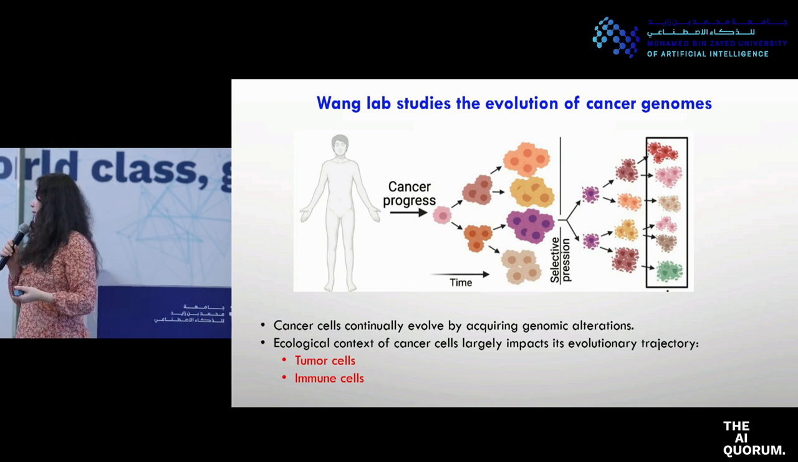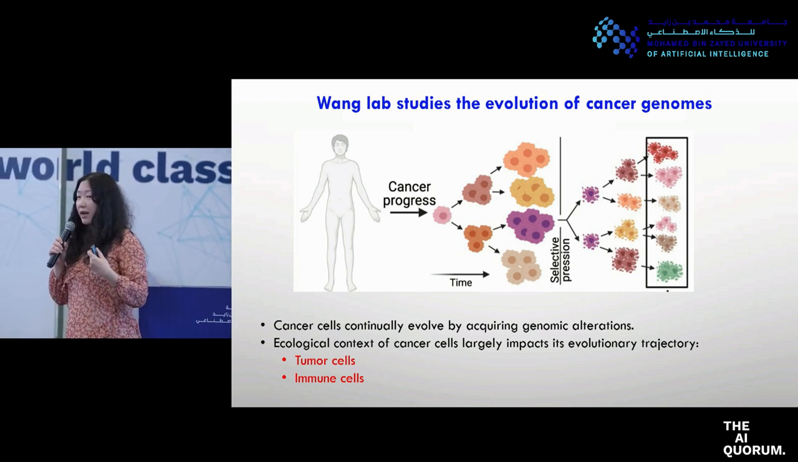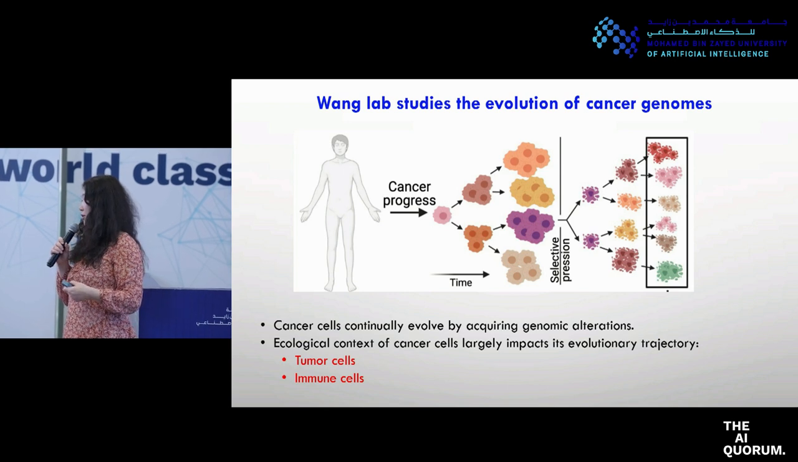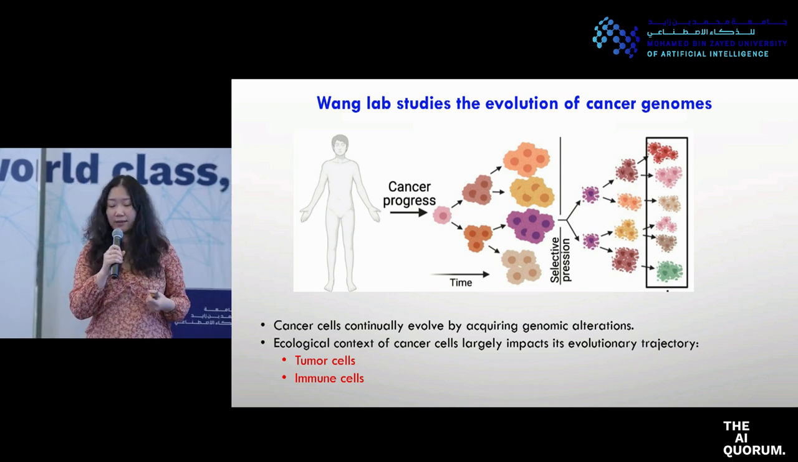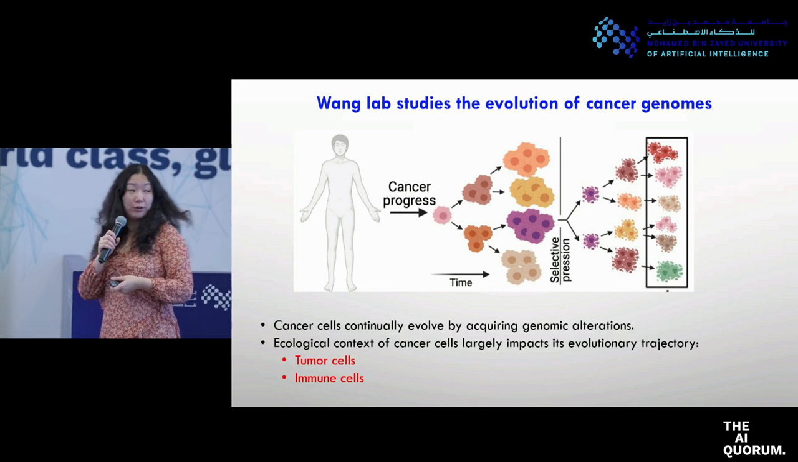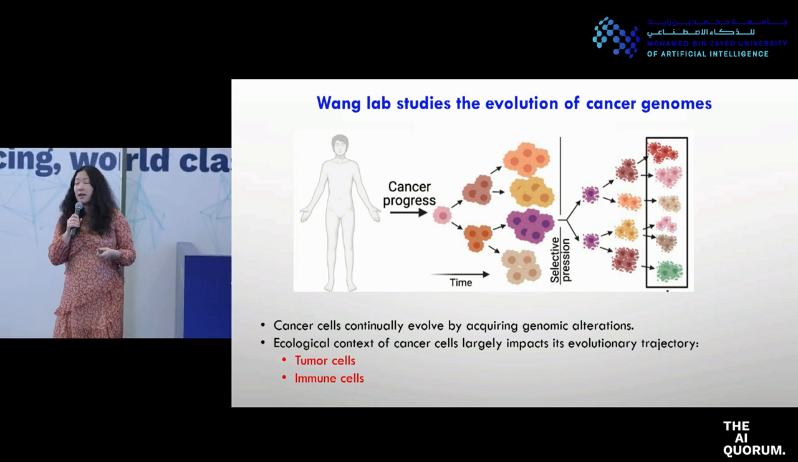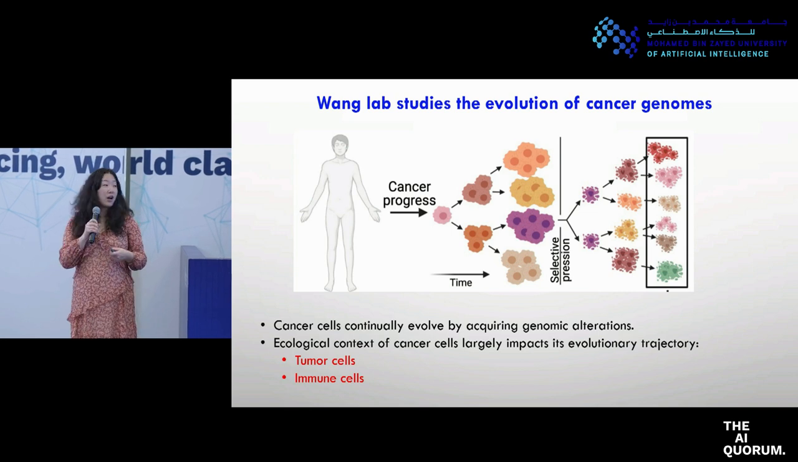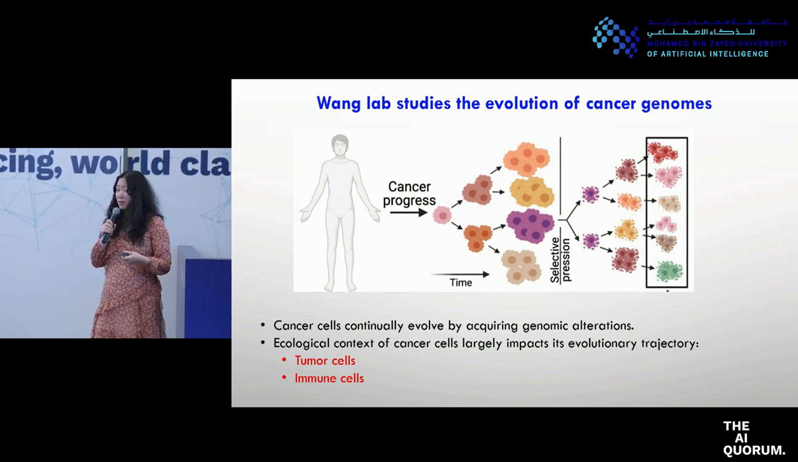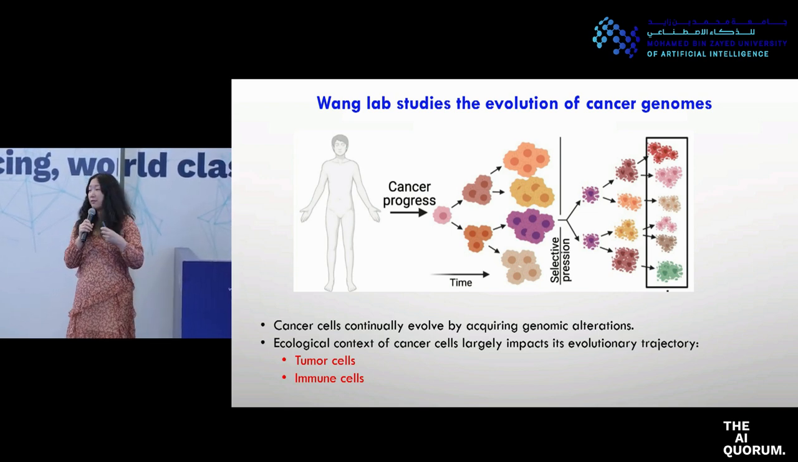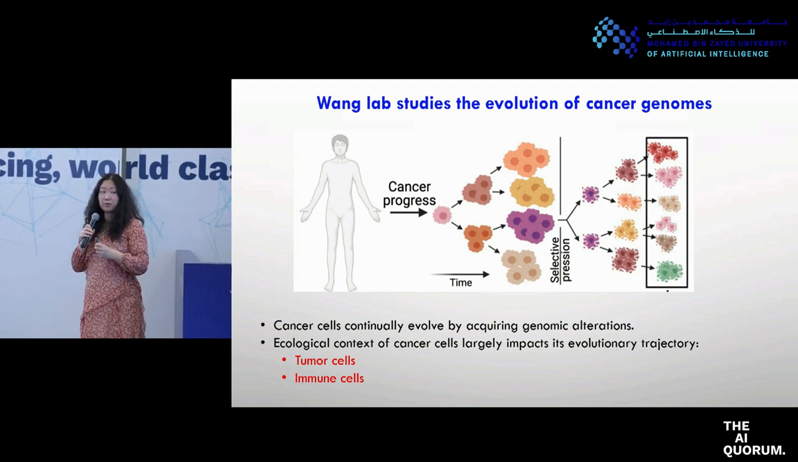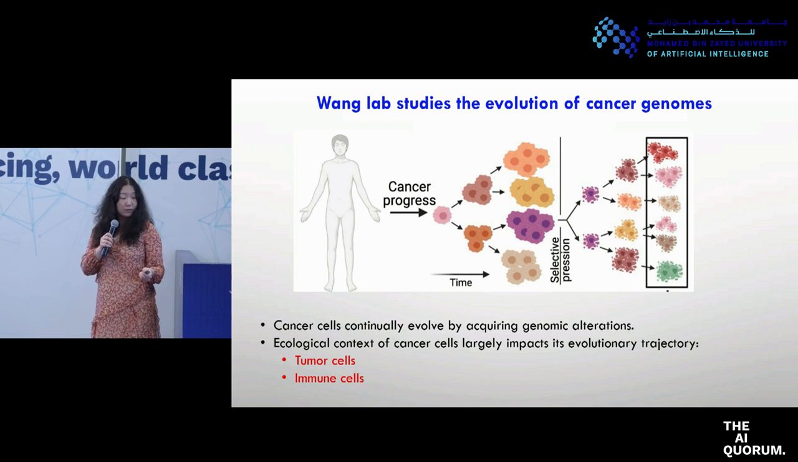This is the fundamental reason why we are interested in understanding cancer evolution, in order to identify new therapeutic targets. Furthermore, just as with humans, the ecological context of cancer cells is very important, such as the surrounding immune cells of the tumor cells that impact its evolutionary trajectory.